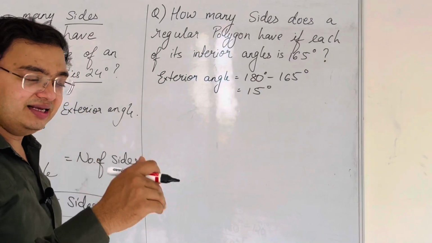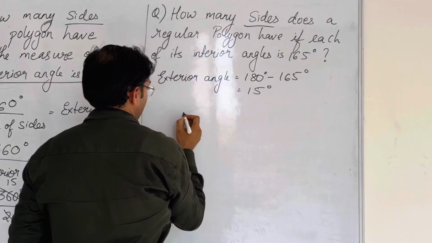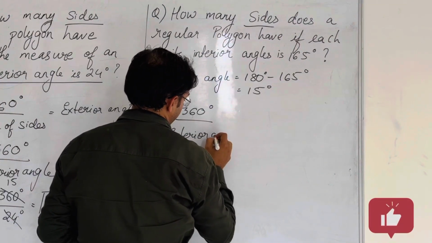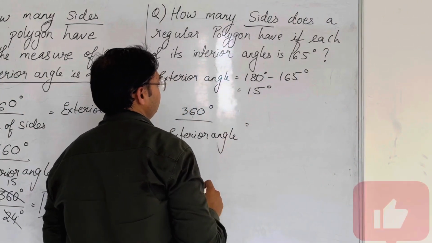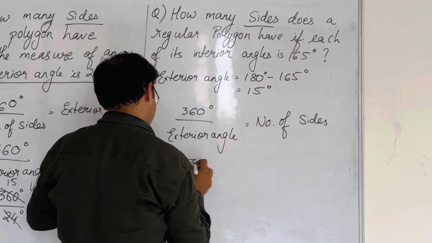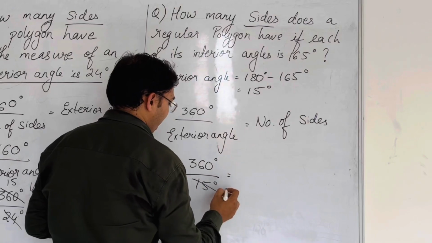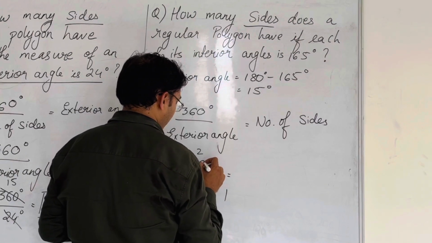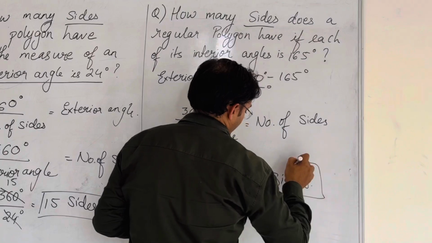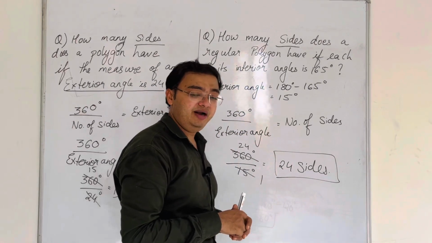Once I know the exterior angle, I can easily use this formula and find the number of sides, which is asked over here. So 360 degrees upon exterior angle equals number of sides. So 360 degrees upon, what's my exterior angle? 15 degrees, which equals the number of sides. 15 ones are 15, 15 twos are 30, 6 over here, and we got 4. That means my answer is 24 sides. So if a polygon has a 15 degree exterior angle, then there will be 24 sides.